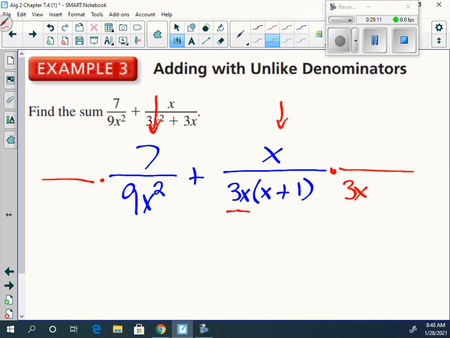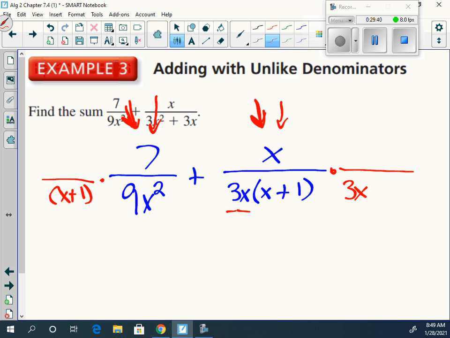So we need to ask it the other way around. So I'm going to move to the other side. Does this one have everything that this one does? Does 9x squared have everything that the other fraction has? It doesn't have the x plus 1. Because if it has the x plus 1, now they have everything. Now they match up completely, yes?